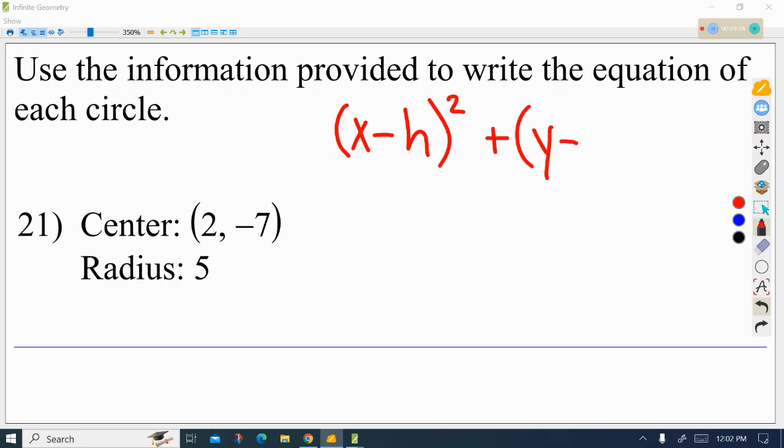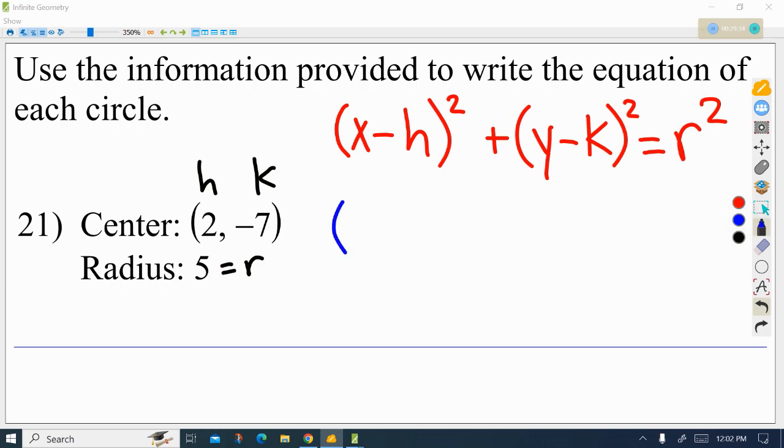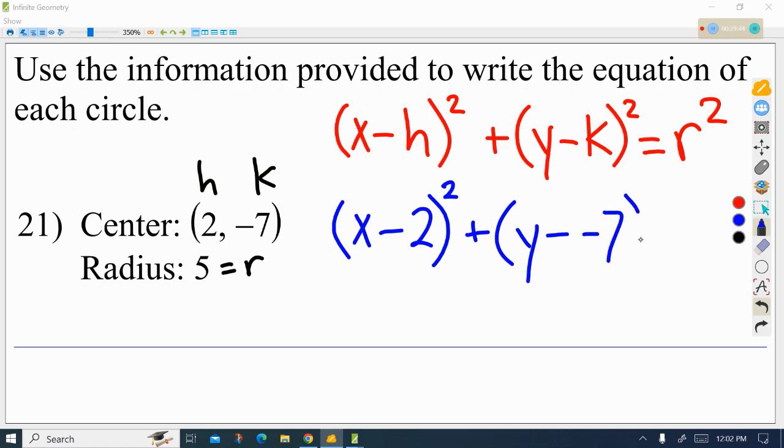So first we're going to write the general equation of a circle. That's what we call this. But this is a circle with a center at the point (h, k) and a radius of 5. So the 5 would be our r, that's the radius. So if we just substitute all these values in here, we want to make sure that we don't mess that up. So I want to have (x minus 2) squared plus (y minus negative 7) squared.